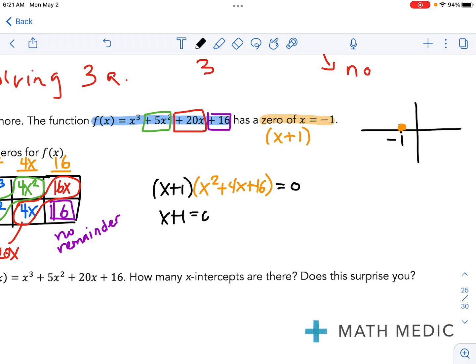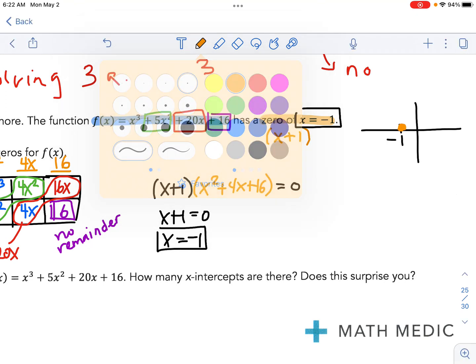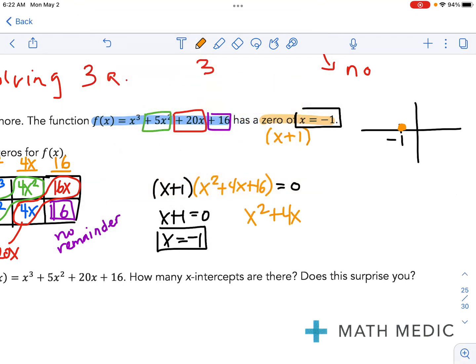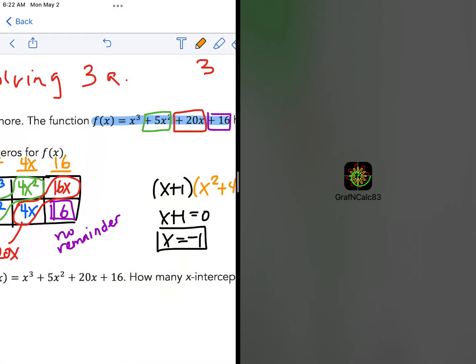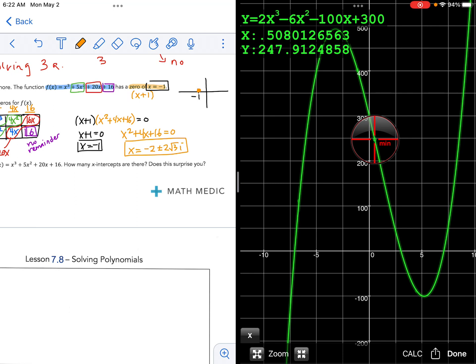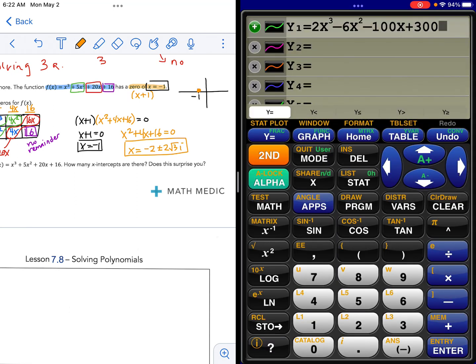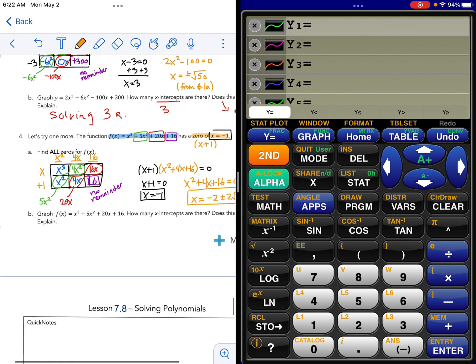So solving this now, we have x plus 1 equals 0, which means we get back what we started with, right? They told us one of the solutions already. And then this other solution, x squared plus 4x plus 16 equals 0, we know we have the solutions -2 plus or minus 2 root 3i for those two solutions. And so when we look at that particular one, let's go ahead and graph this one.